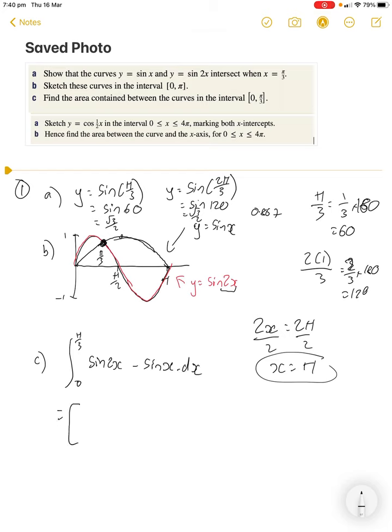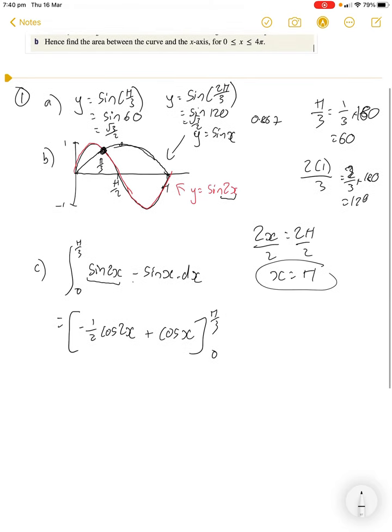And we do these using our trig rules. We just do them separately, remembering that sine goes to negative cos, and it's 1 over the coefficient of x. So sine of 2x is going to be negative 1 over 2 cos 2x. I've got a negative here, so that's going to be plus cos x. And that's between pi on 3 and 0.